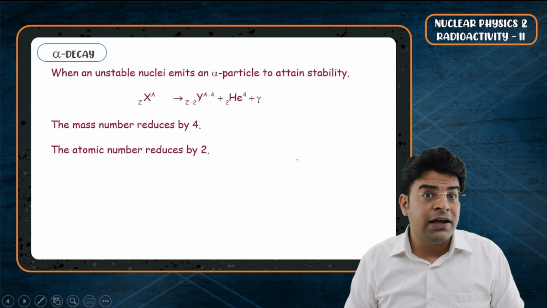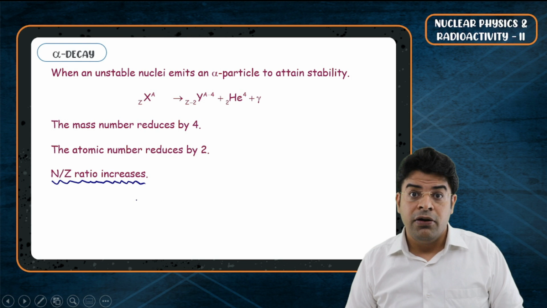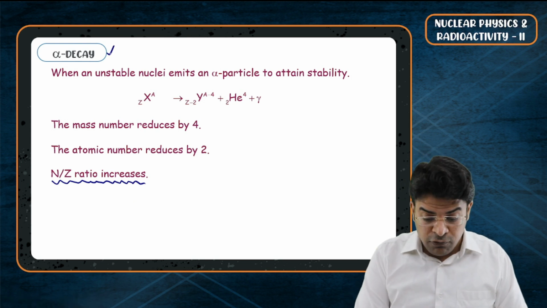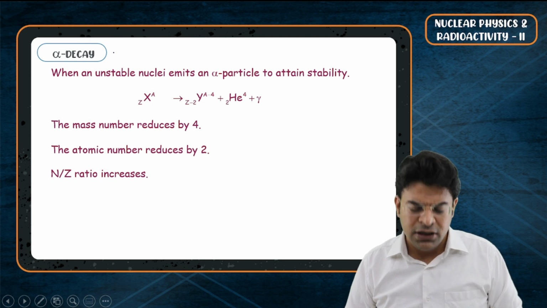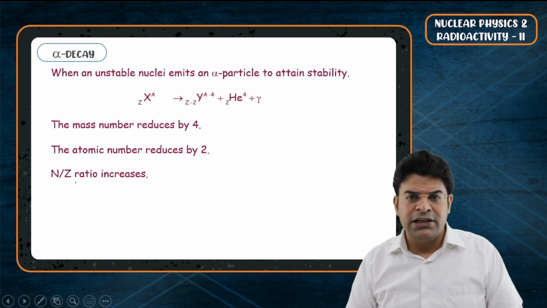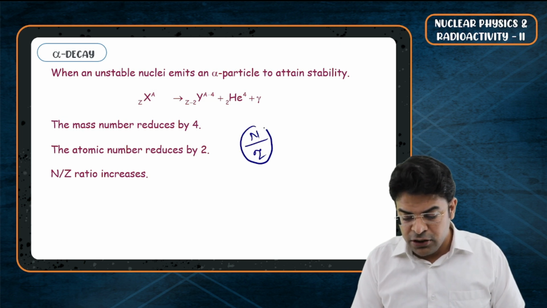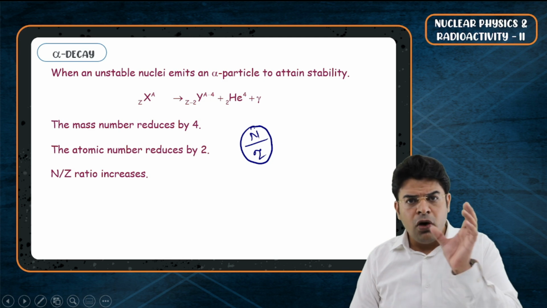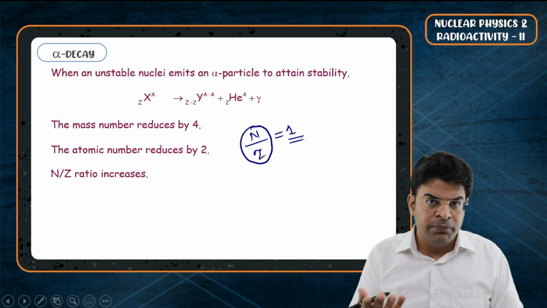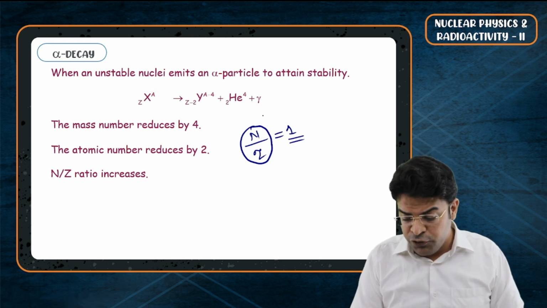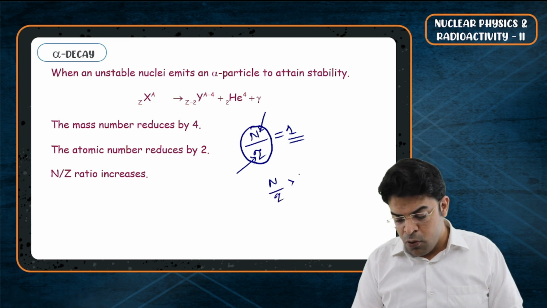Now what I'm going to tell is important. N by Z ratio increases when a nucleus undergoes alpha decay. So what is the meaning of this N by Z ratio increases? Beta, first of all, what is the meaning of N by Z ratio? The number of neutrons upon the number of protons. That is the meaning of N by Z ratio. For small nuclei, the N by Z ratio is found to be equal to 1 for a stable nucleus. But for heavier nuclei, the number of neutrons should be more than the number of protons. Hence, N by Z comes out to be more than 1.